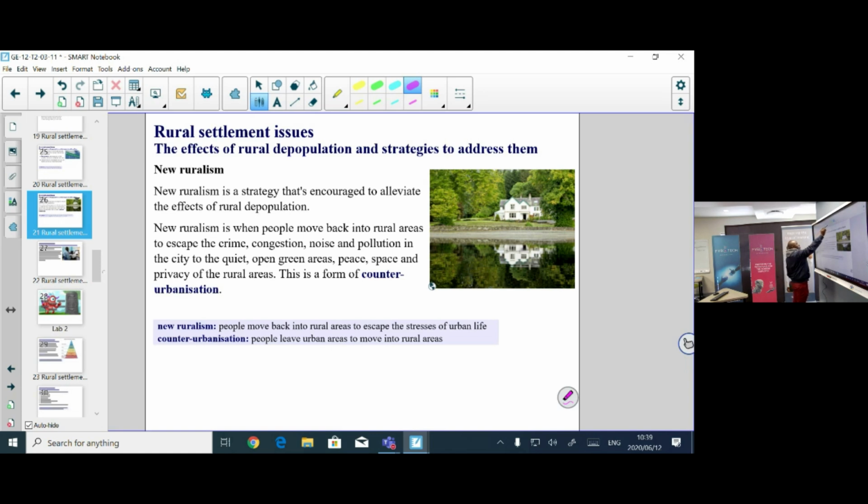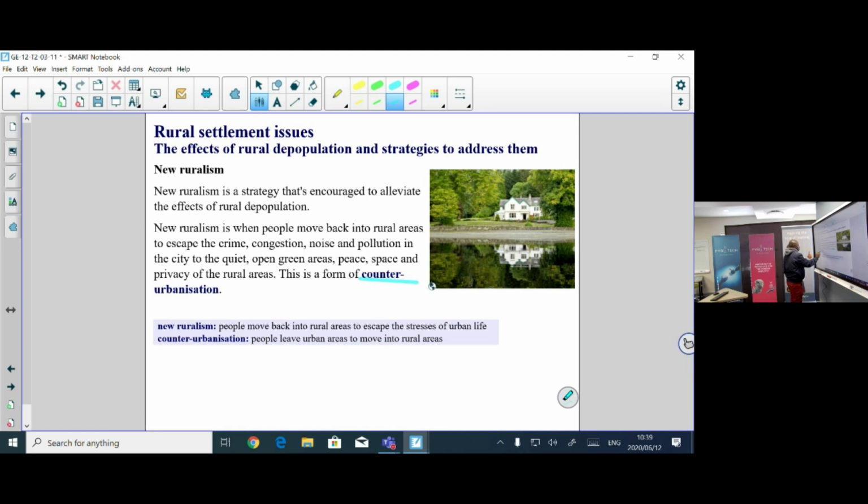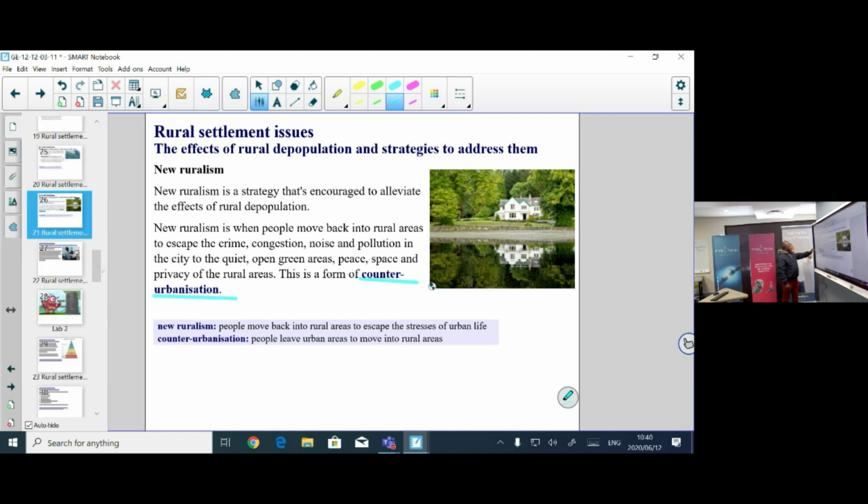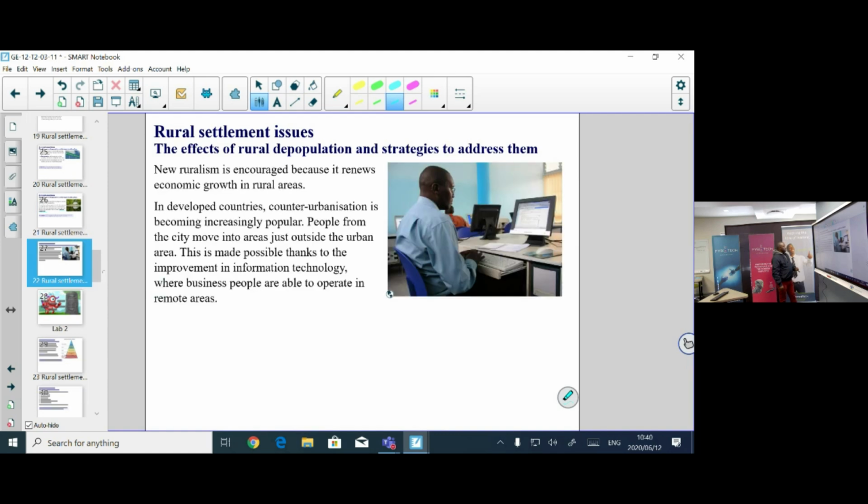So when we say counter-urbanization, we are saying this is another alternative to urbanization. Instead of always developing the urban areas, there is also an effort to develop the rural areas and make them more attractive. Then, new ruralism is encouraged because it renews economic growth in the rural areas.